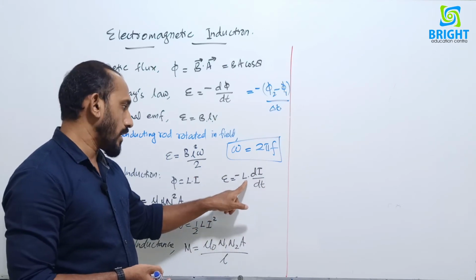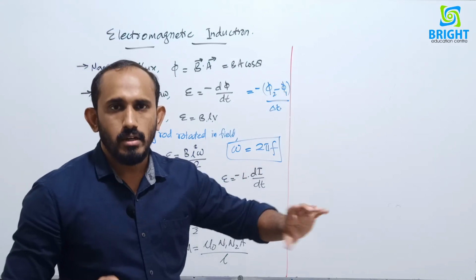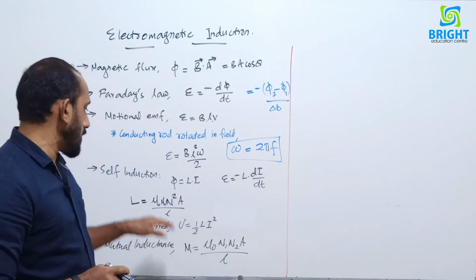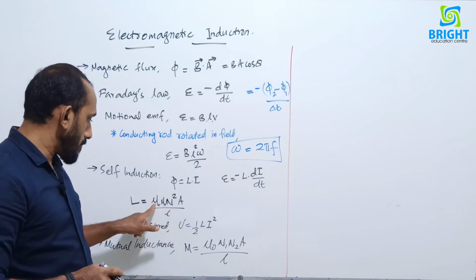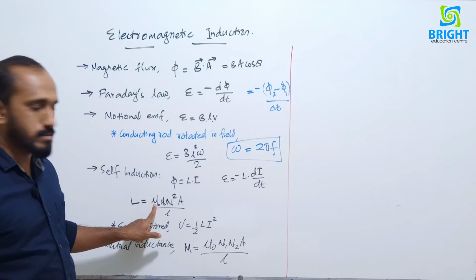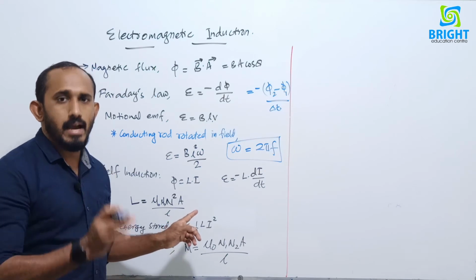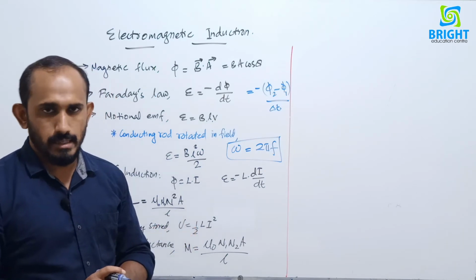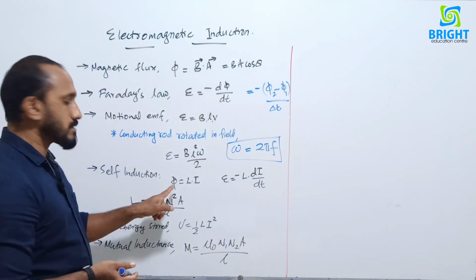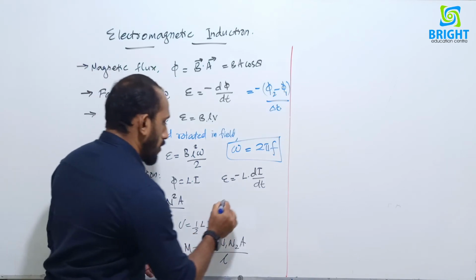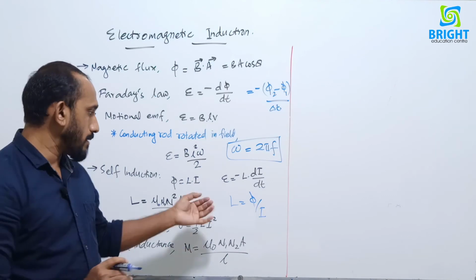You have to multiply it with L, which will give you the EMF E induced. For a long solenoid, the expression for self-inductance L is equal to mu 0 mu r n square A by l, where mu 0 is the permeability of free space, mu r is the relative permeability, n is the number of turns, A is the area of the coil, and l is the length. The self-inductance L can be explained as L is equal to phi by I also, flux per unit current I.